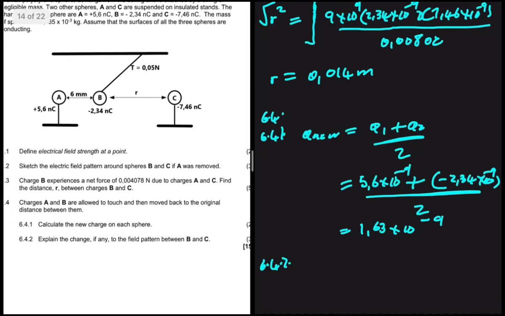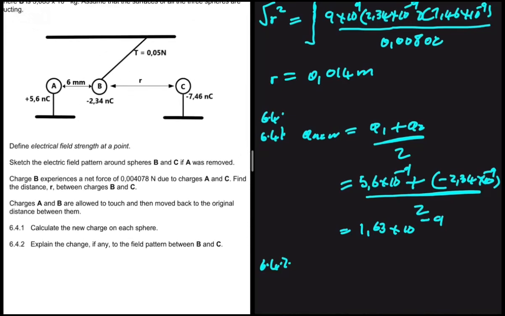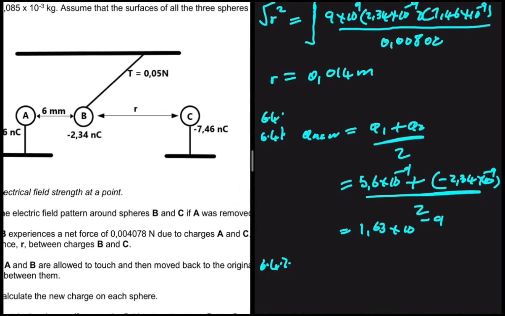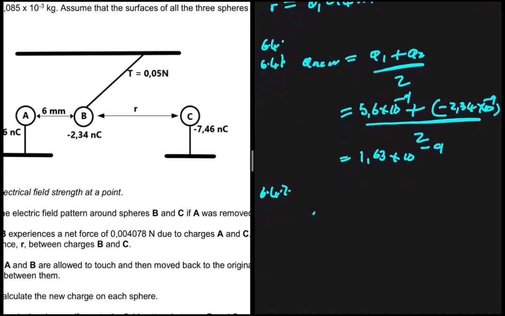6.4.2. Explain the change, if any, to the force pattern between B and C. So initially they were all negative, and now our sphere B is now positive. Our sphere B is now positive and C is still negative. So they're now going to attract. So what happens to the electric field lines when two spheres are attracting? What do they look like?